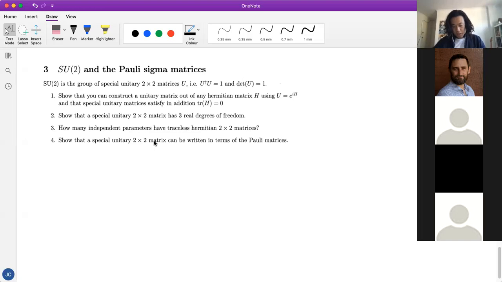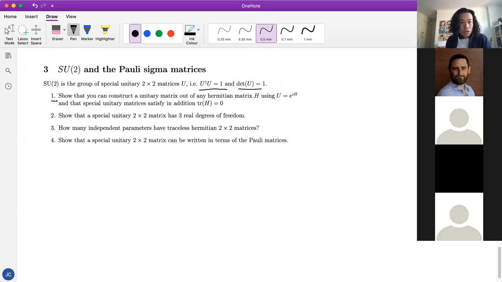Okay, since we're on this page, let's just start with this. SU2 and the Pauli sigma matrices. So SU2 is a group, most often represented as 2x2 matrices, but it could have other representations. The defining feature is this unitarity and also the determinant being 1. If the determinant is not 1, then you just cross out the S. It's not that special. It's just a unitary group.